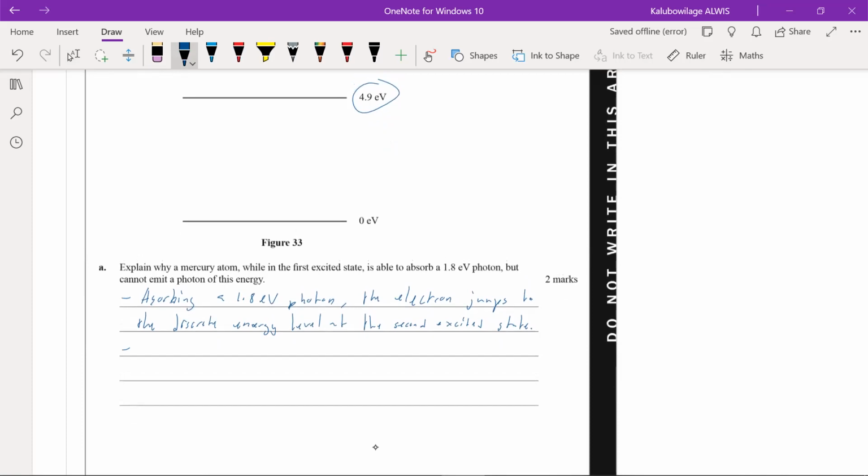For it to be able to emit the 1.8 electron volt photon, it needs to have a discrete energy level at 3.1 electron volts, which the atom doesn't have. It cannot emit the photon because there must be an energy level at 3.1 electron volts, which the atom lacks.